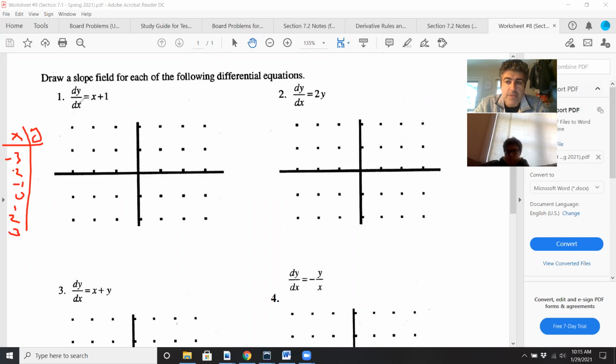If I plug in -3, my slope is -2. Plug in -2, I get -1. Plug in -1, I get 0. Plug in 0, I get 1. Plug in 1, I get 2, 3, 4. So you have 0 slope when x is -1. So you can draw these horizontal dashes, you know.